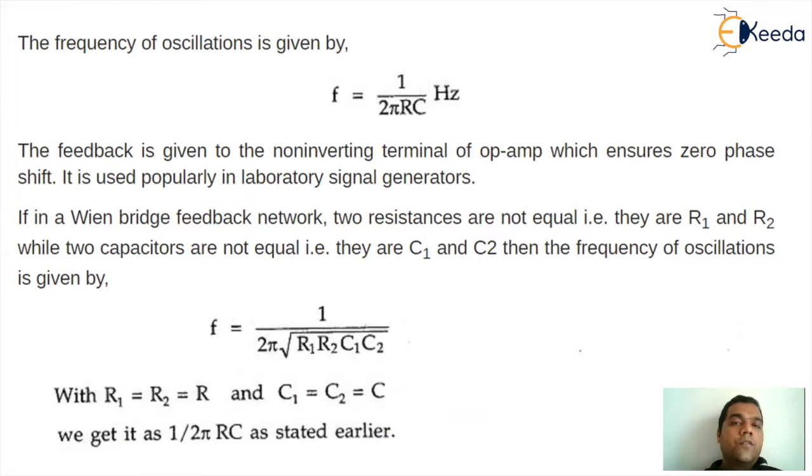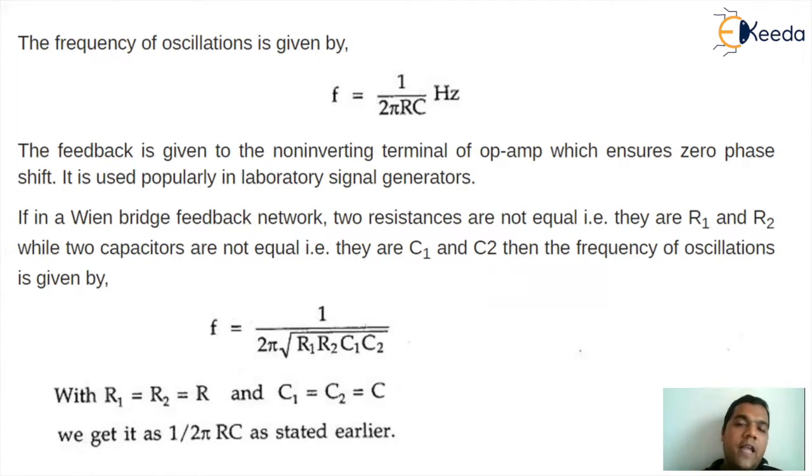Frequency of oscillation for the Wien bridge circuitry will have the value 1 by 2 pi RC. The components are selected such that the two resistances R1 and R2 will be considered equal to R, and the two capacitors C1 and C2 will be considered equal to C. Hence, when we talk about the frequency of output, it will be 1 by 2 pi under root of R1, R2, C1, C2, where R1, R2 will be taken as R and C1, C2 will be taken as C. Hence, the output frequency will be 1 by 2 pi RC.